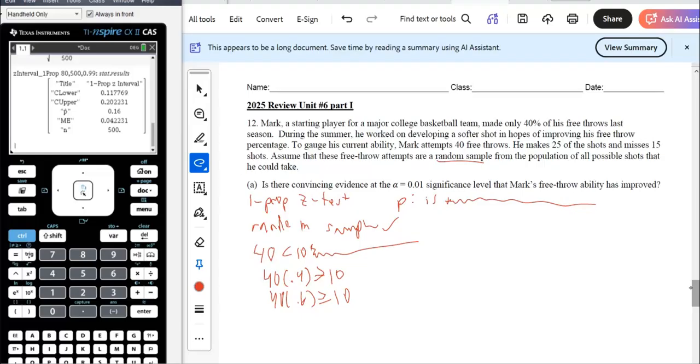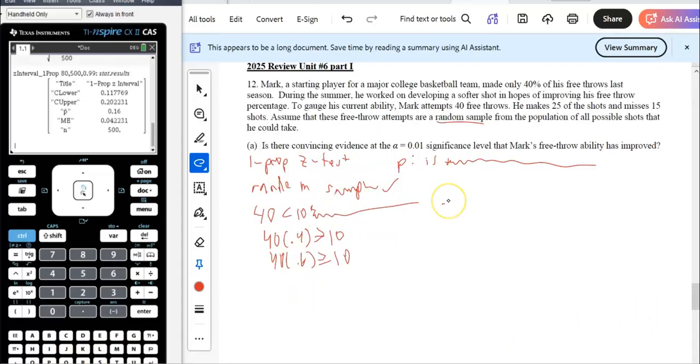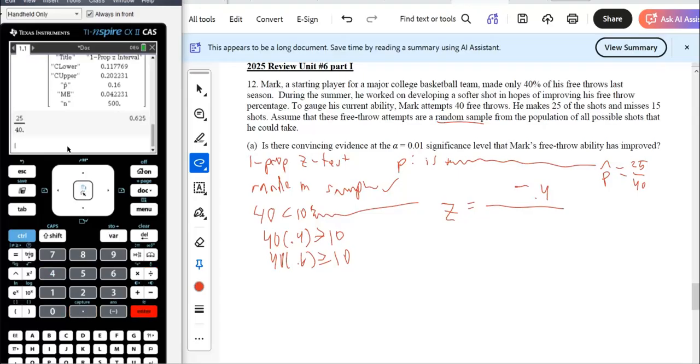Okay, so what do we have to do next? Do we want to do z equals, so this is going to be minus 0.4, right? We probably should find out the p hat. So p hat is, let's see, 25 out of 40. So we might need to type that in our calculator. 25 divided by 40. So that's 0.625.